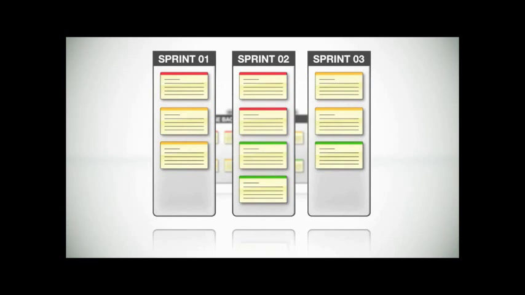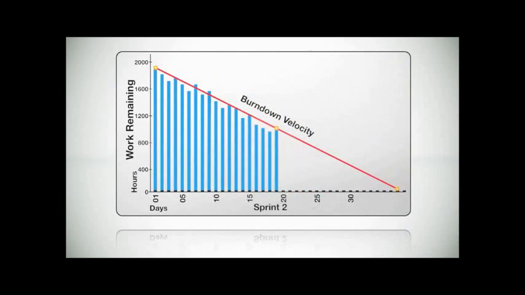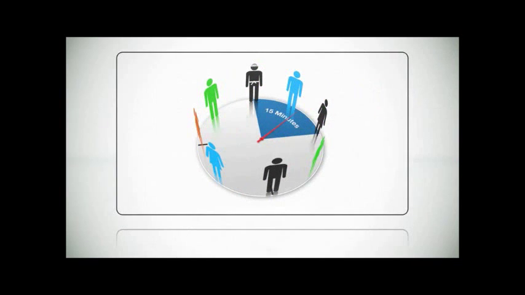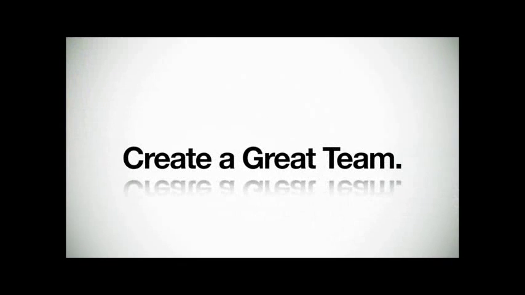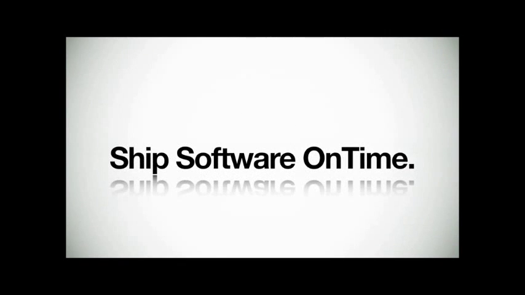You then monitor the progress of each sprint using these, burndown charts, and have daily Scrum meetings to ensure everything is on track. After each sprint, you have a retrospective meeting to fine-tune everything. Now, get going, create a great team, collaborate, and ship software on time.